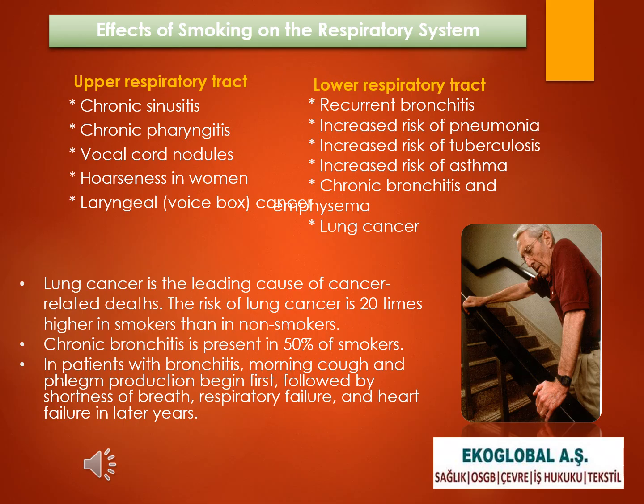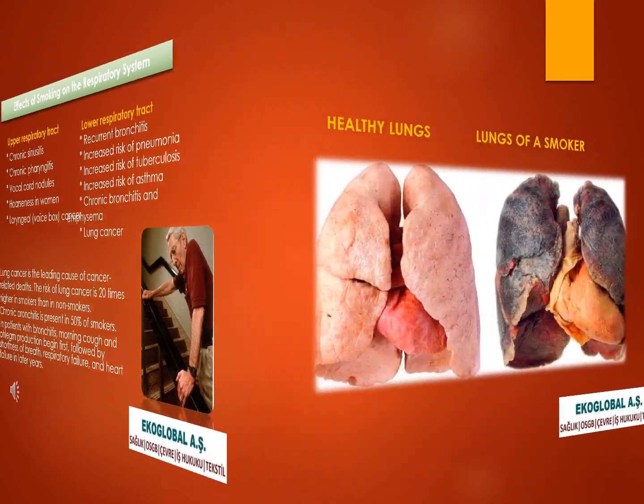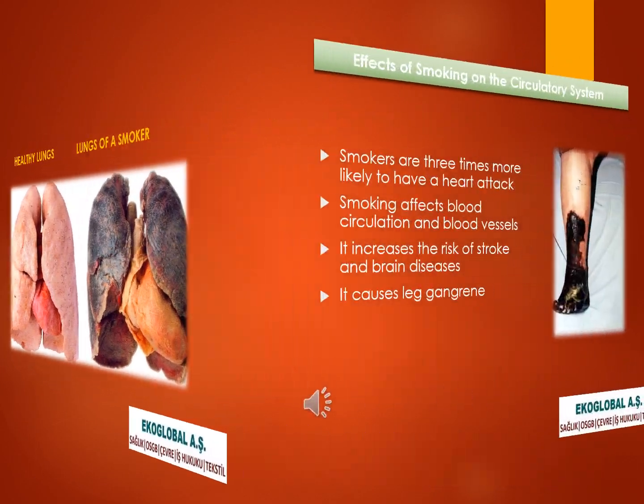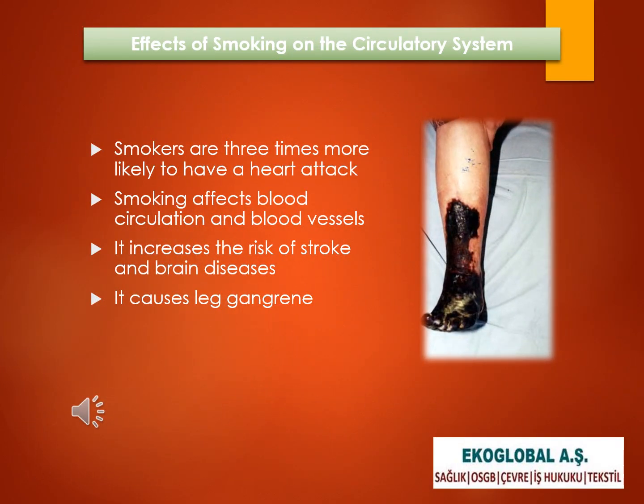In patients with bronchitis, morning cough and phlegm production begin first, followed by shortness of breath, respiratory failure, and heart failure in later years. Smokers are 3 times more likely to have a heart attack. Smoking impairs circulation, increases stroke risk, and may lead to leg gangrene.